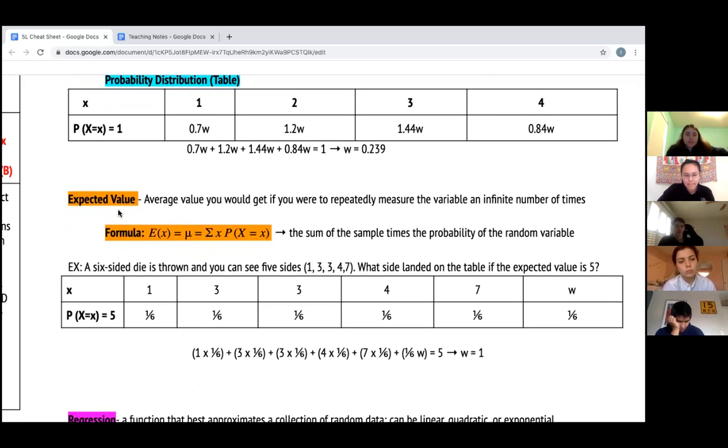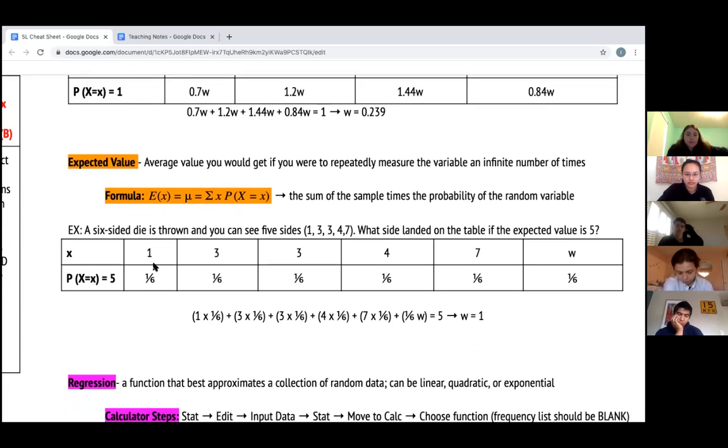Now the expected value is the average value you would get if you were to repeatedly measure the variable an infinite number of times. So essentially, if you were to add the numbers over and over again, you would basically just use this formula. This little notation means standard deviation. So it's basically the sum of each sample times the probability of the random value.